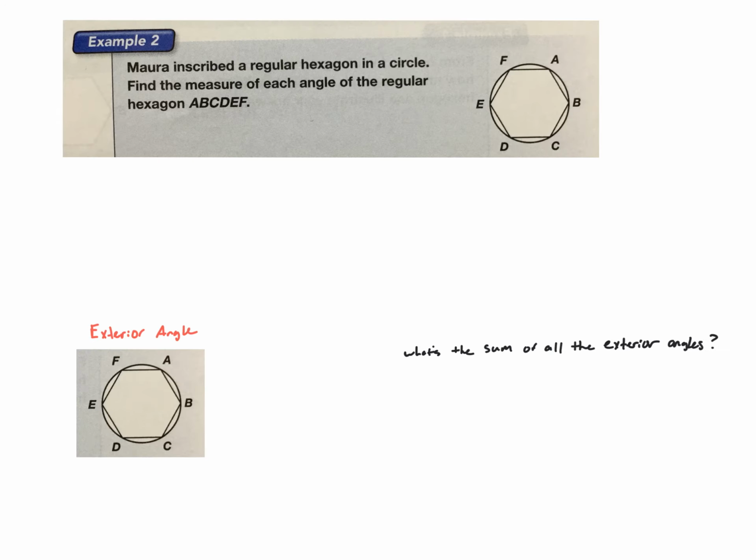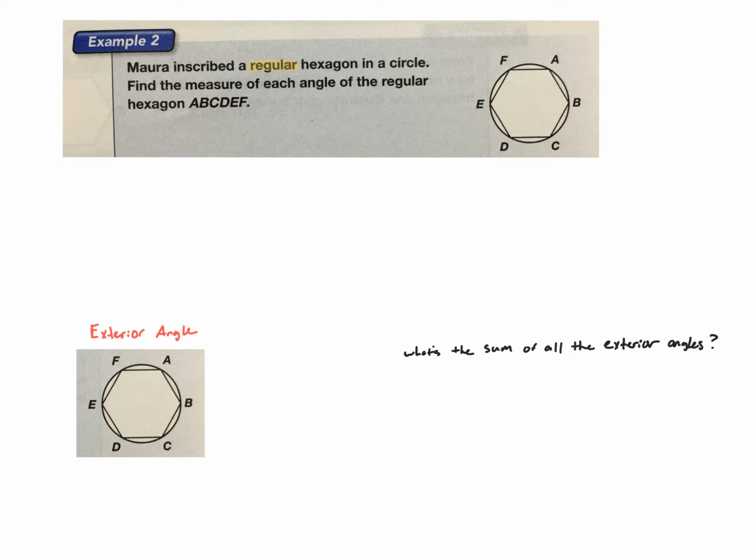All right, so it says Maria inscribes a regular hexagon. Pause real quick. They gave us the word regular, which doesn't mean it poops all the time. It means that it has all the angles that are the same and all the side lengths that are the same. So again, all the interior angles are the same and all the side lengths are the same. So she has a regular hexagon inside a circle. Find the measure of each angle of the regular hexagon. So we're going to do the same process again here.